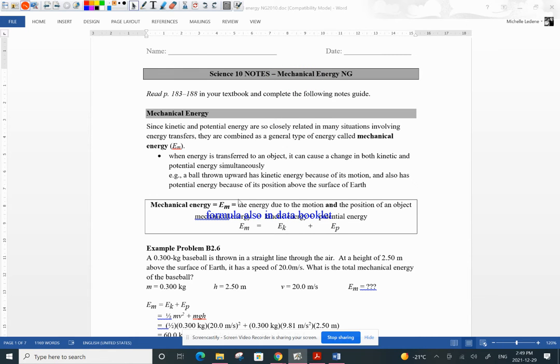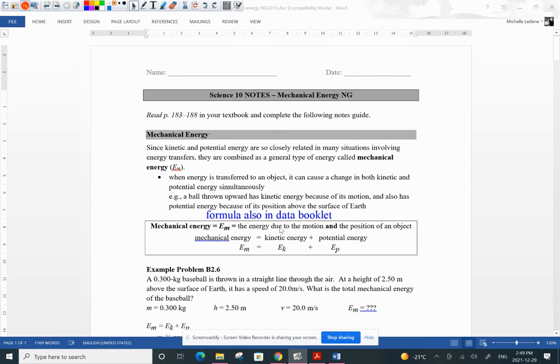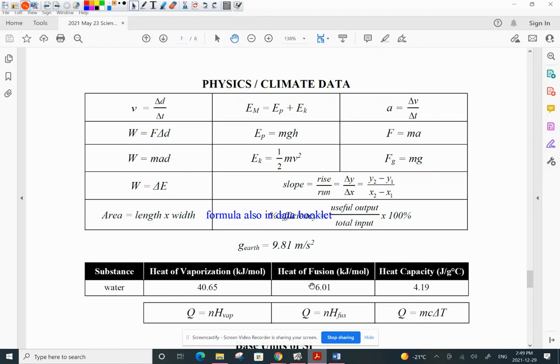So of course, this formula is also found in your data booklet. We can look to our data booklet. Now here it is. Yeah, so it's a little different. It says EP plus EK. It doesn't matter if you write it EP plus EK or EK plus EP. Either way, you're adding them both together, right? Potential plus kinetic or kinetic plus potential.